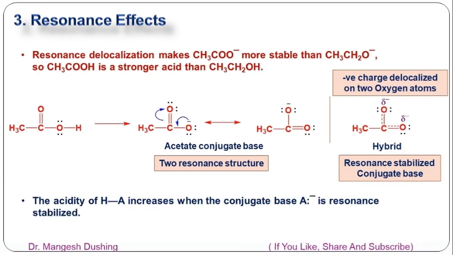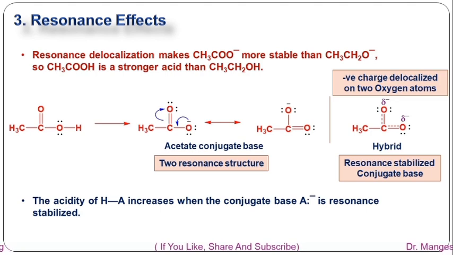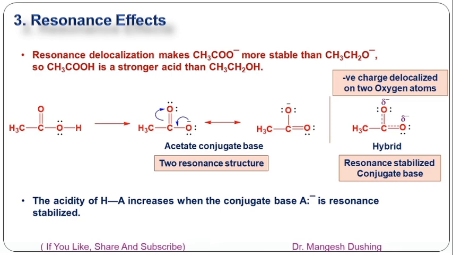The acidity of HA increases when the conjugate base A minus is resonance stabilized. So any factor, either inductive effect or resonance effect, when the conjugate base, that is A minus, is more stable, that makes a stronger acid. If A minus, that is conjugate base, is less stable, then that acid will be a weaker acid. So by resonance effect, acetic acid is a stronger acid than ethanol.